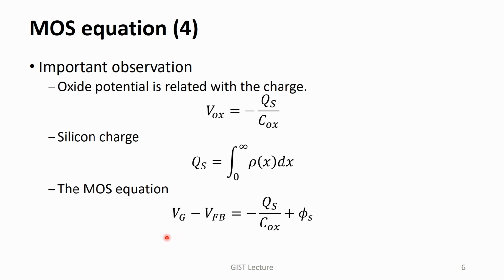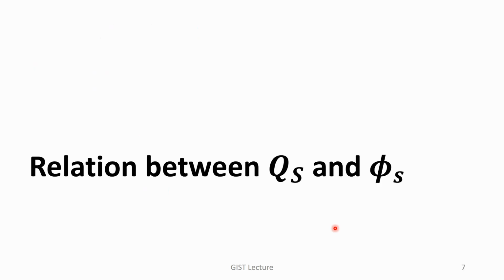It is the MOS equation. It is an exact relation, however, Q sub S and phi sub S are unknown. We need additional relation for them. Unfortunately, the relation between Q sub S and phi sub S is not generally available. Only for some special cases we can find analytic expressions. One lucky example is the planar MOS considered in this lecture.